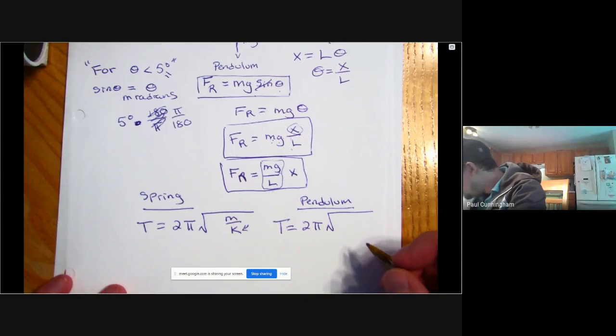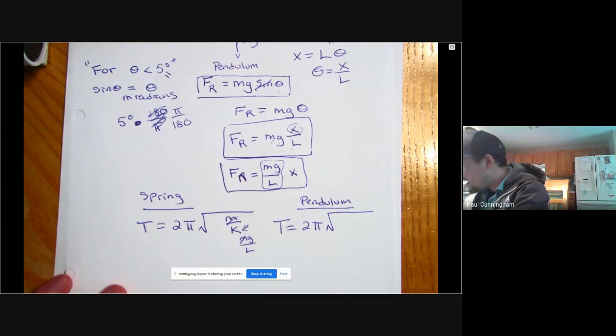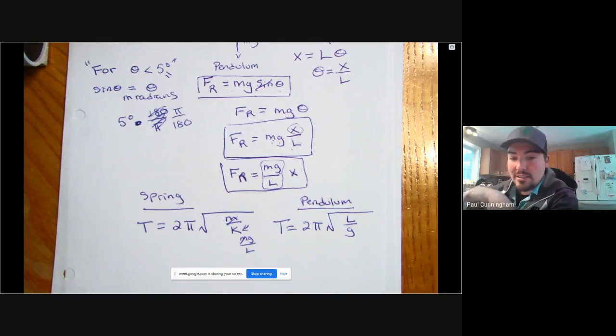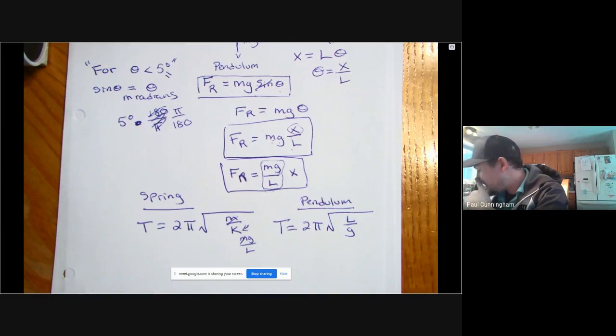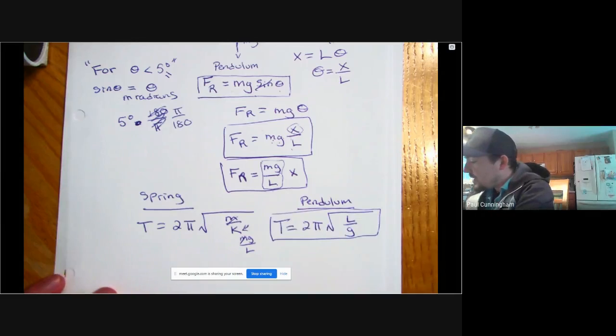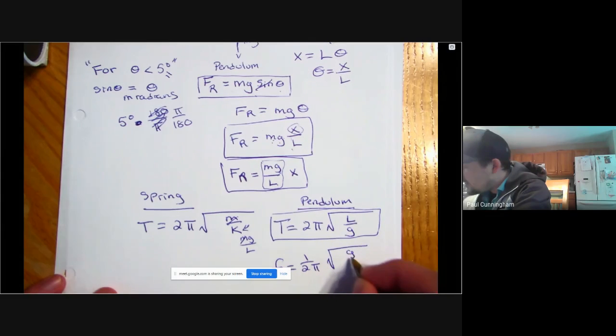If I do a little bit of work here to clean this up, substituting in mg over L there, the m's cancel, and then I could take the reciprocal, and I just end up with L over g. You can do the little bit of algebra because I want to end this pretty fast here for today. And so this is the formula for the period of a pendulum. Taking the reciprocal of everything, very similar to what we did before, frequency equals 1 over 2 pi times the square root of g over L. So there's the frequency formula.